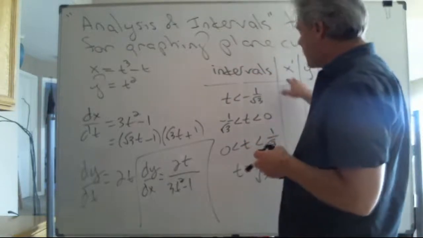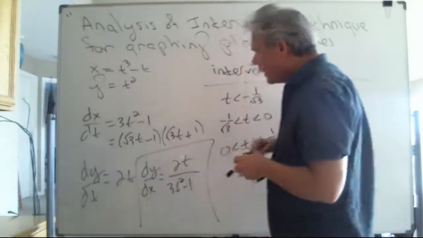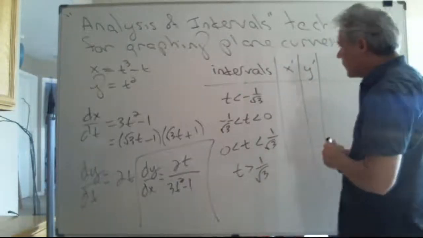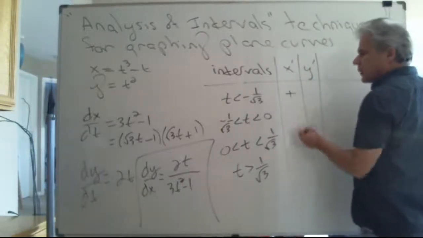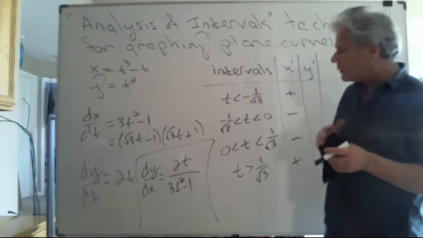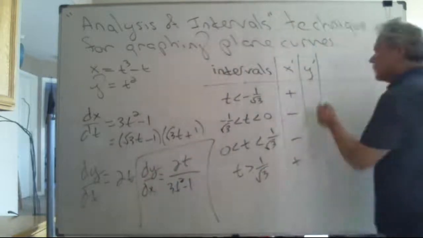So for x prime described here, notice I've got two zeros. And if I'm outside those two zeros, I'm positive. If I'm inside, I'm negative. Here I'm outside. Here I'm inside. Here I'm inside. There I'm outside. And I think dy/dt is going to be positive for some values of t, and negative otherwise.